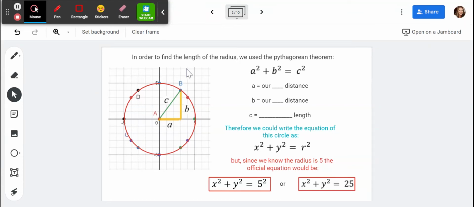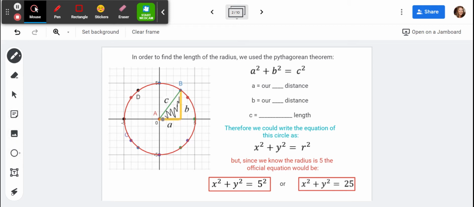So let's say we had the same circle that we were looking at earlier. And if we wanted to find the radius here from A to B, we could use our Pythagorean theorem. I could create a little triangle right here that is a right triangle. And I would say a squared plus b squared equals c squared.